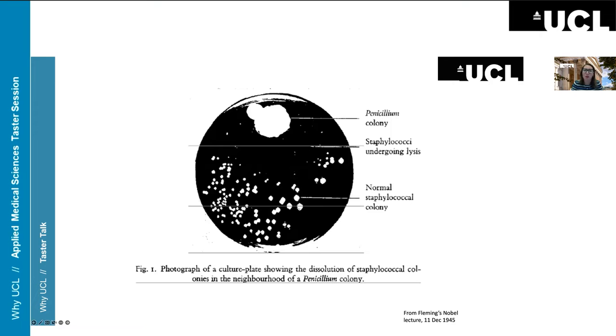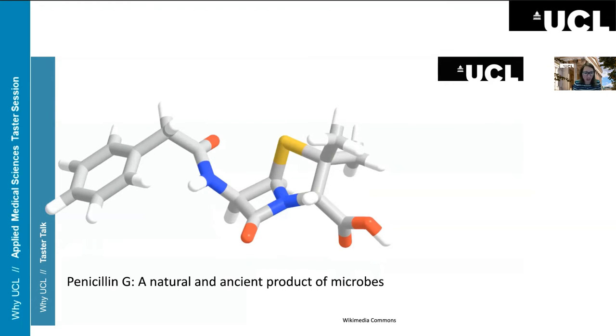This is a big splodge of mold that accidentally landed on his petri dish, and you can see this big black swathe is a place where the bacteria were killed. So Fleming thought, oh my goodness, something's happened here. The mold is making something that's killing this bacteria. What is that stuff? And that stuff turned out to be penicillin G, which is a natural ancient byproduct of microbes. So the mold does not make penicillin so that humans can use it. The mold uses it for its own purposes, and that purpose is competition.